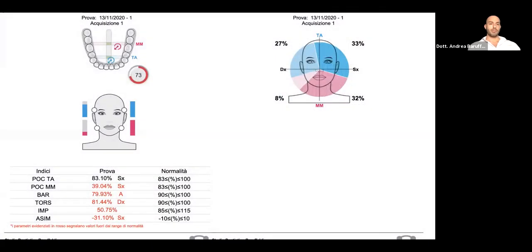This is the first exam that we performed. You can see that the worst index that we have is the torsion, with a low impact. So probably the patient had pain, and so his muscles decreased their activity to protect themselves.